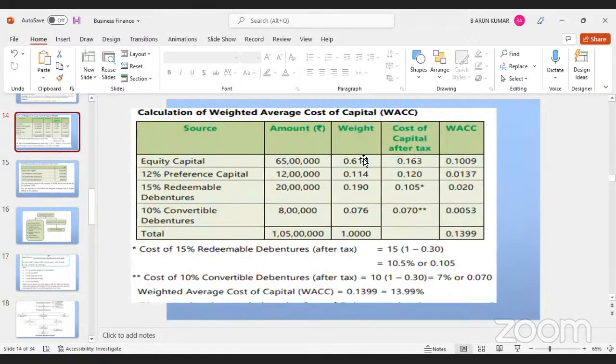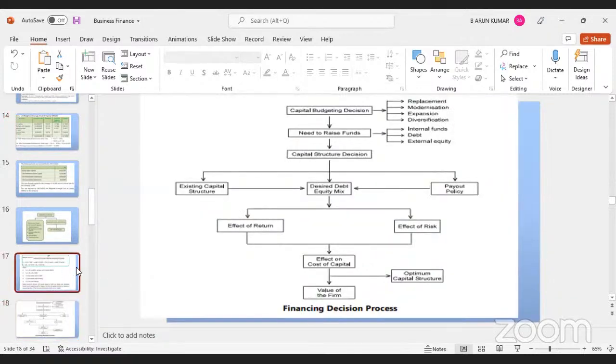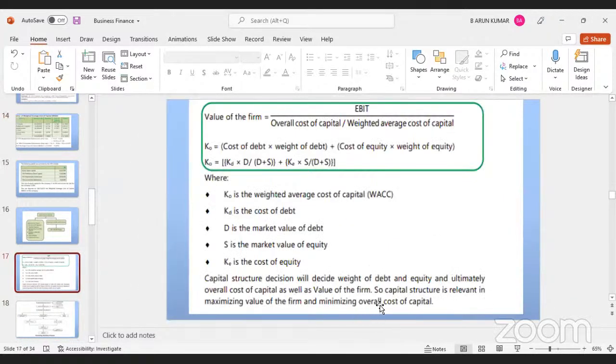It means this is the overall cost of capital. We are minimizing this. That means 13.99% here. It is the overall cost of capital of a particular company. So we are reducing it, that means it goes below this 13.99%. That means it is 12% or 10%. So we are minimizing the overall cost of capital and maximizing the value of the firm.